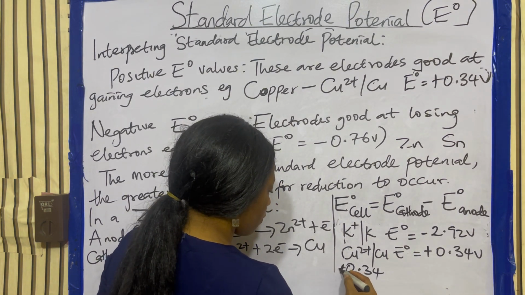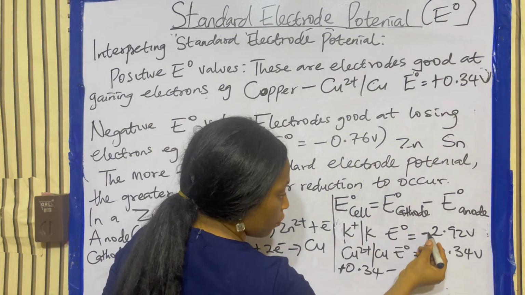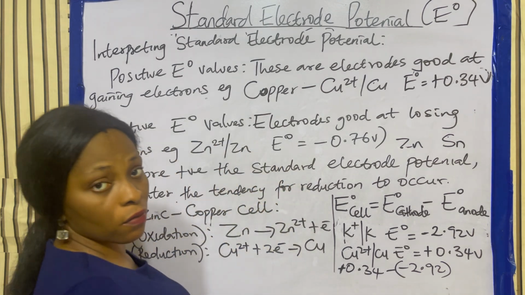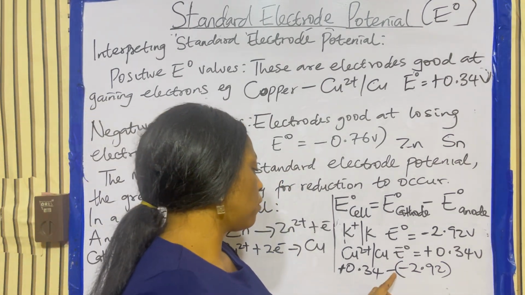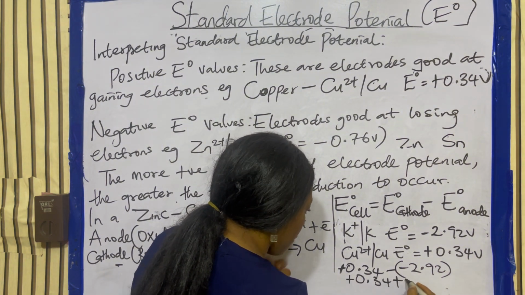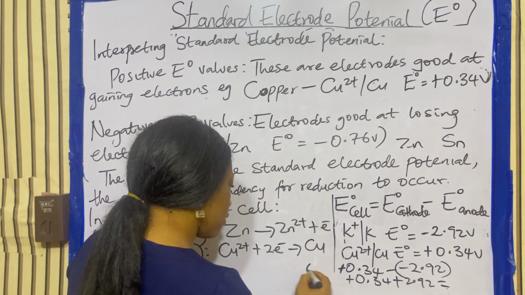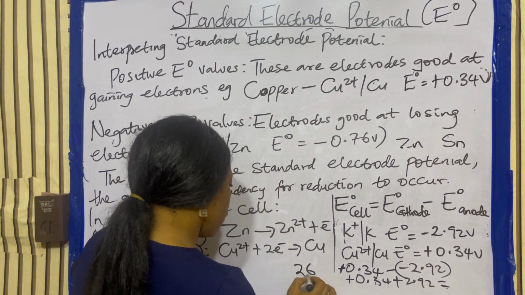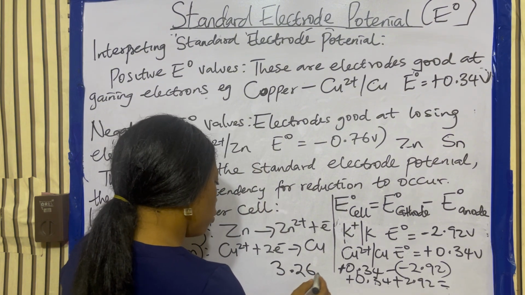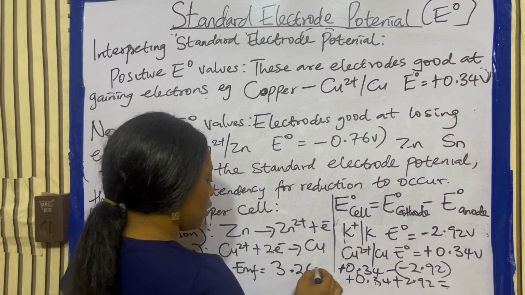Remember, it's plus, minus. Then the anode is this. This is another minus. Please be careful of this second minus, because that's where many students fail this question. So minus times minus is going to give us what? Plus. So we are going to add up. This plus this, 6. This plus this, 12. This plus this, 3. So our E cell or EMF is what? 3.26 volts.